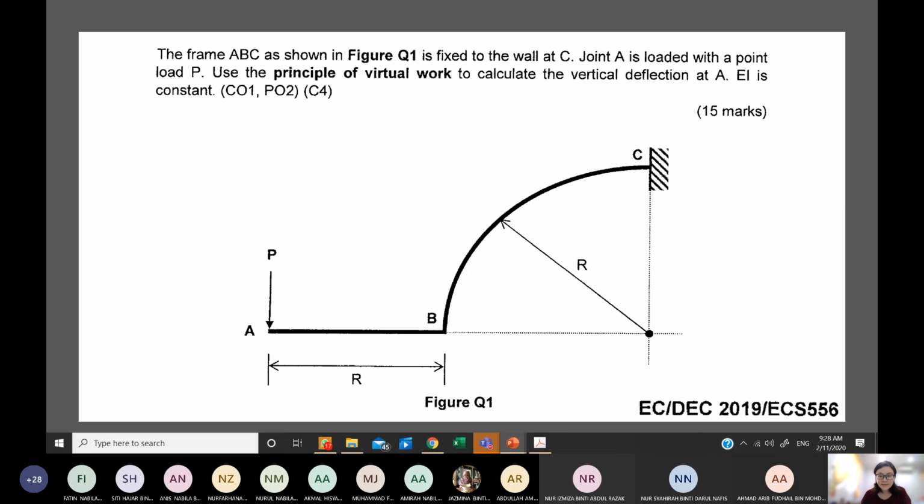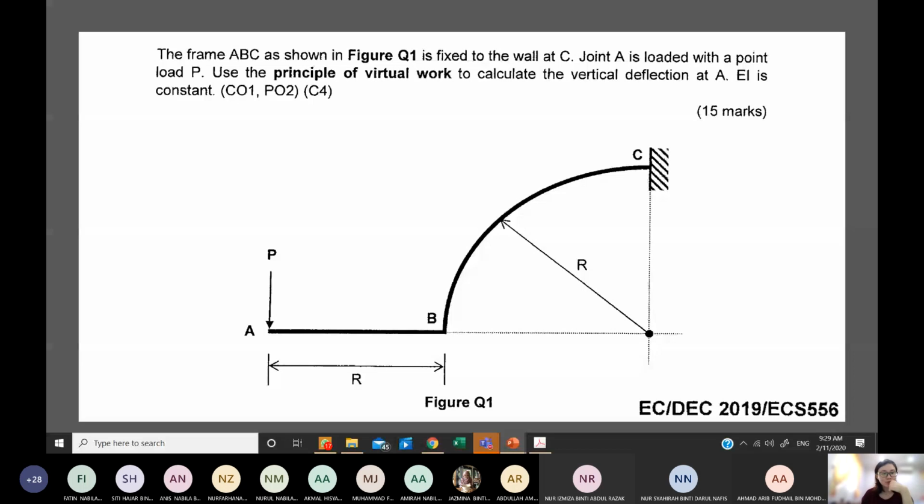Okay, can we start class? Yes, madam. If you get this question for your test, can you answer? Not sure? But we have learned this last week on the arch, on how to get the bending moment.